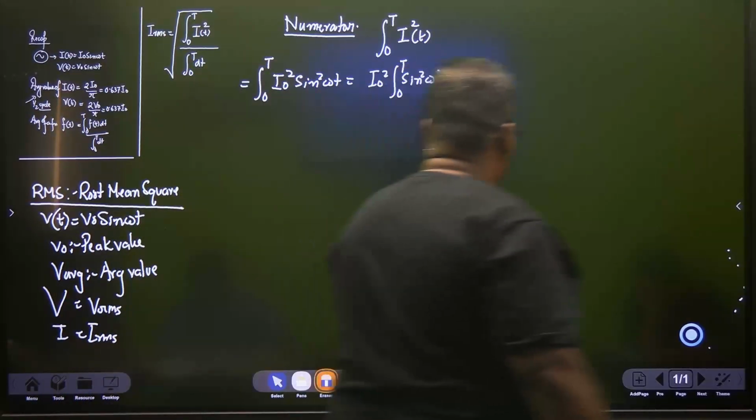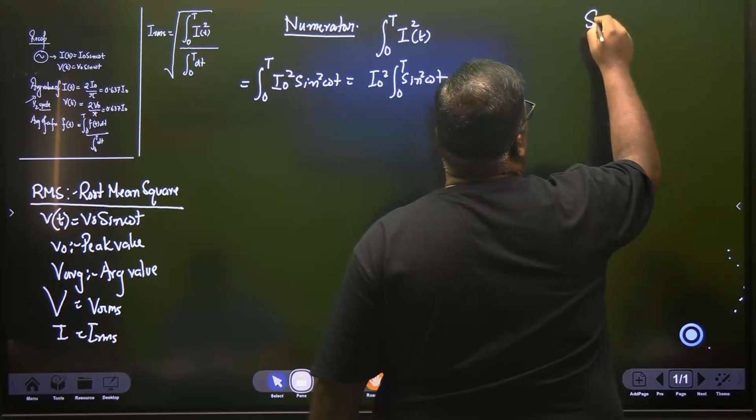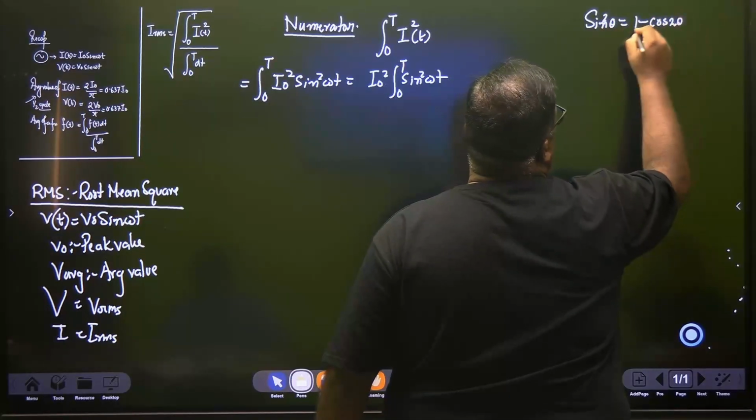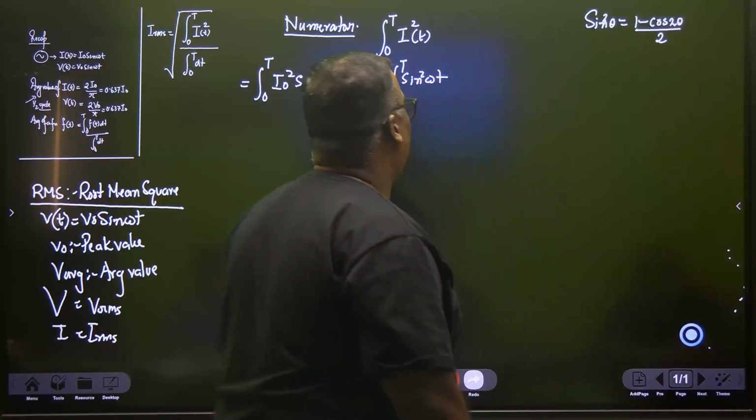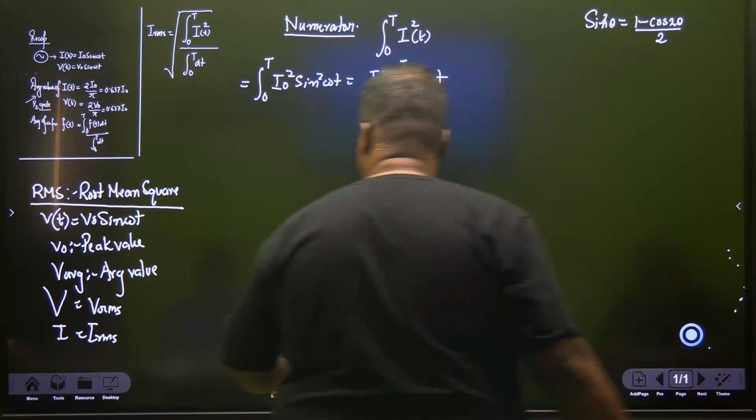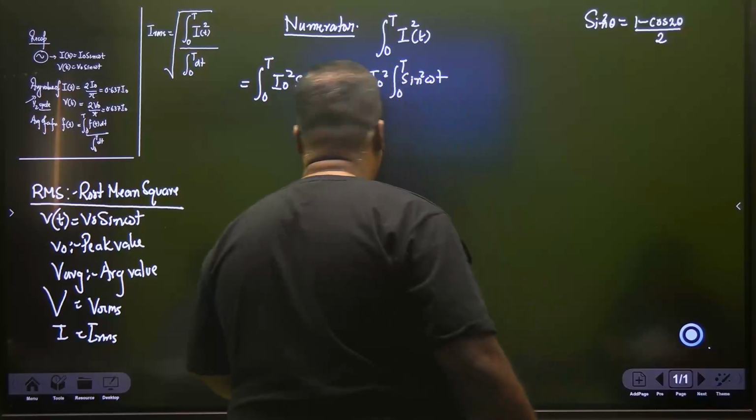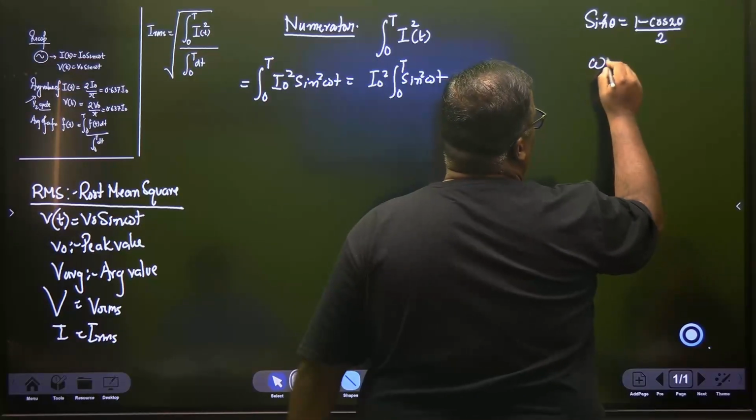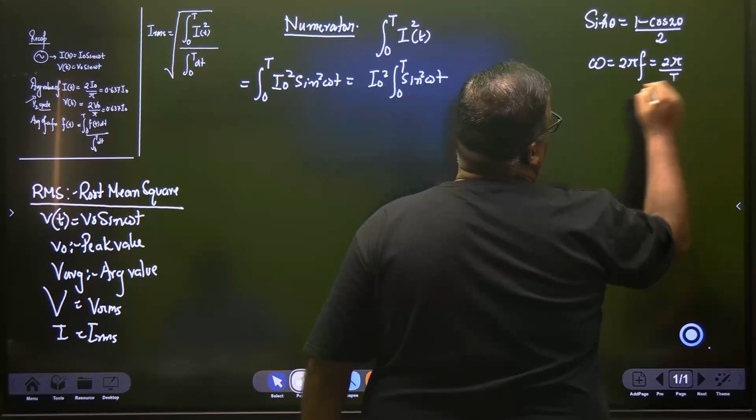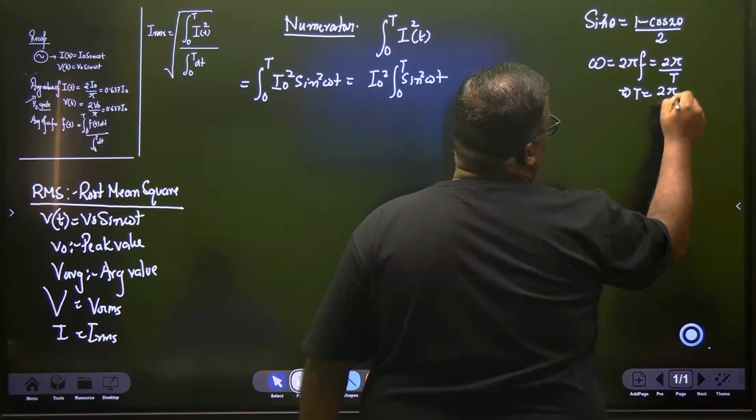The other day I had shown you, so I will not spend that much time again. Sine square theta is equal to (1 minus cos 2 theta) divided by 2. You need to know this identity. This is number one that we will need to know. The other thing we need to know here is that we are doing this root mean square over the entire cycle. So we take omega equal to 2 pi f, which can be taken as 2 pi by T. That means T will be equal to 2 pi by omega.